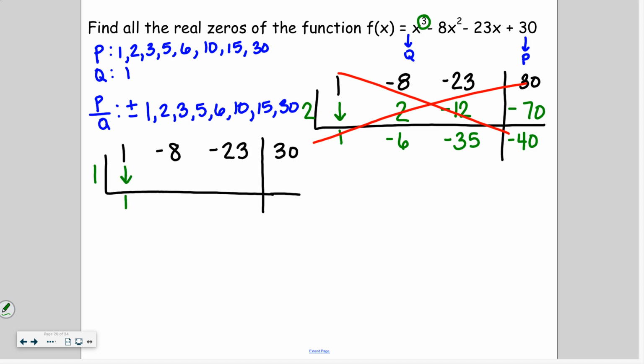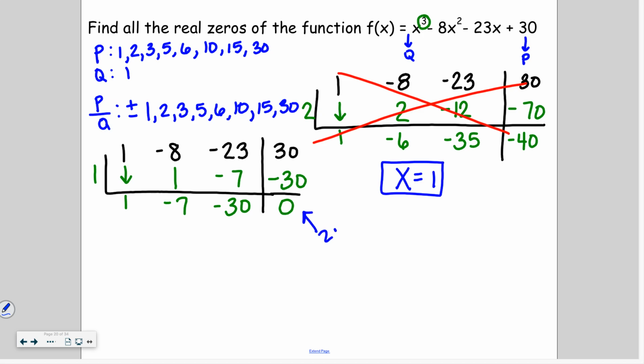So bring down 1. 1 and 1 is 1. -8 and 1 is -7. 1 and -7 is -7. -23 and -7 is -30. 1 and -30 is -30. And 30 minus 30 is 0. That one works. So one of our answers is x is equal to 1. We need 2 more. Now we're at the point where we have 2 options. We can continue on, or we can factor if possible.